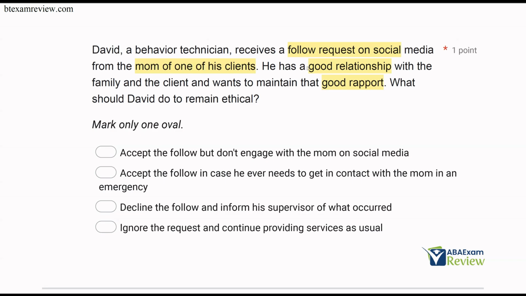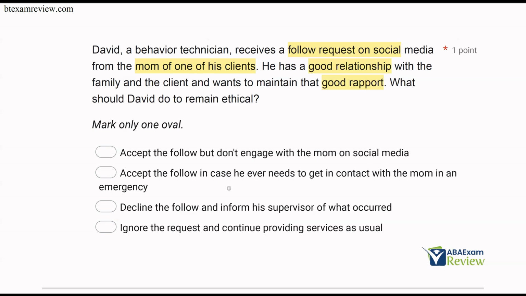And the answer should be pretty obvious, right? We have to maintain boundaries. So let's look at A. Accept the follow, but don't engage with the mom on social media. Even if he's trying to be nice, accepting that follow is already opening the door for potential issues. Maybe David won't engage, but what if the mom does? Just being friendly, but still, we've now entered into a new type of relationship with the mom that isn't strictly professional, and that's an issue.